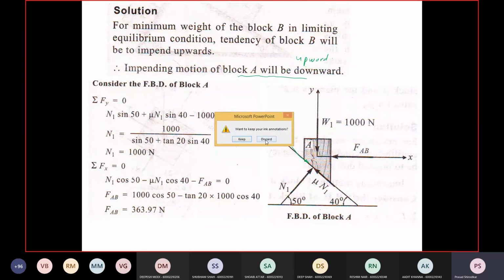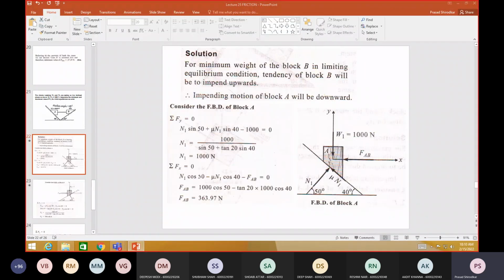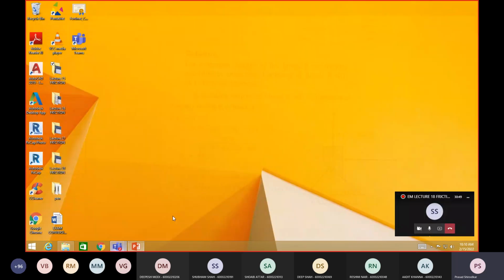Combination of movement of all. Whereas for this, you can go to the next lecture.